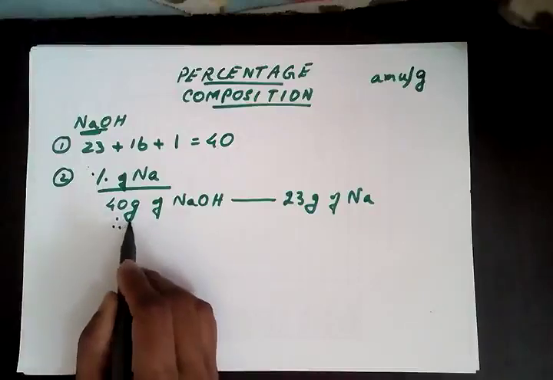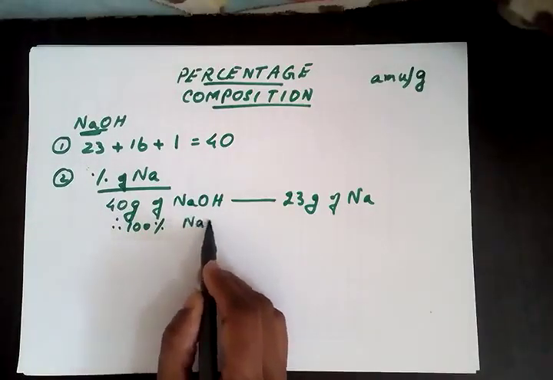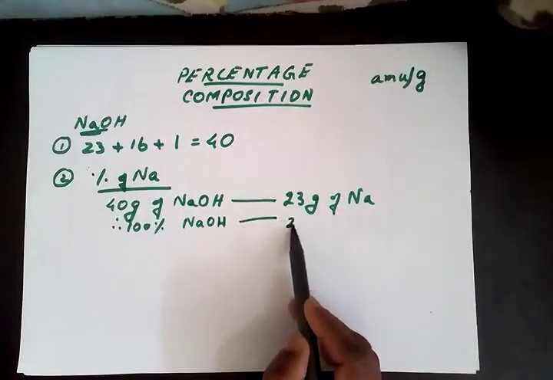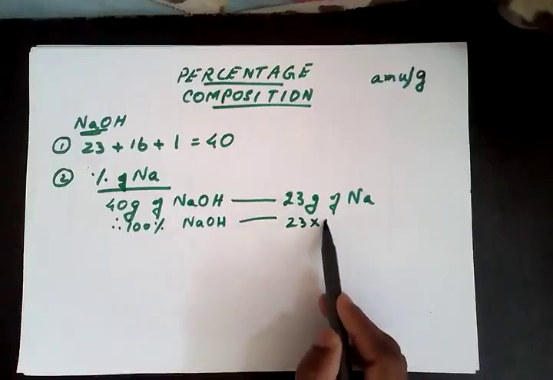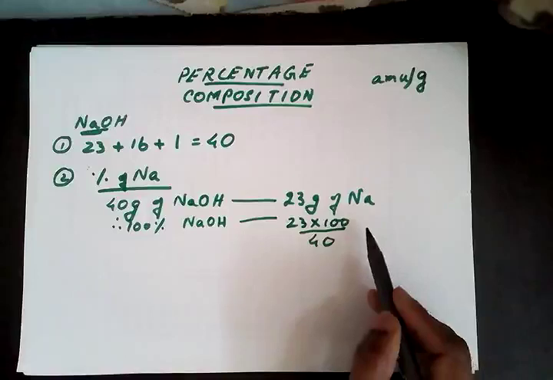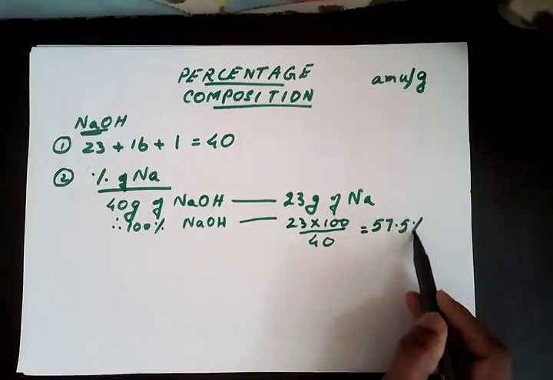Therefore, 100% of sodium hydroxide will contain 23 into 100 divided by 40. So that gives you 57.5%.